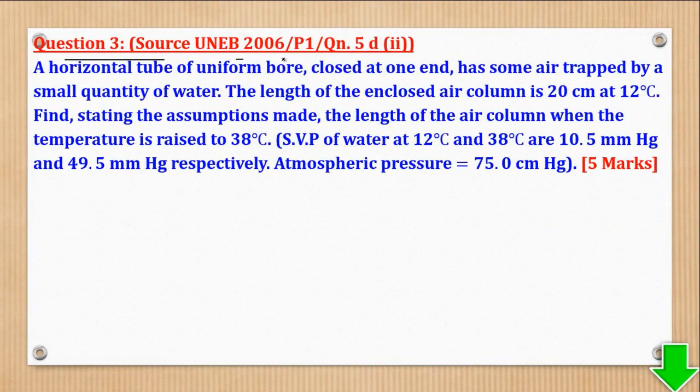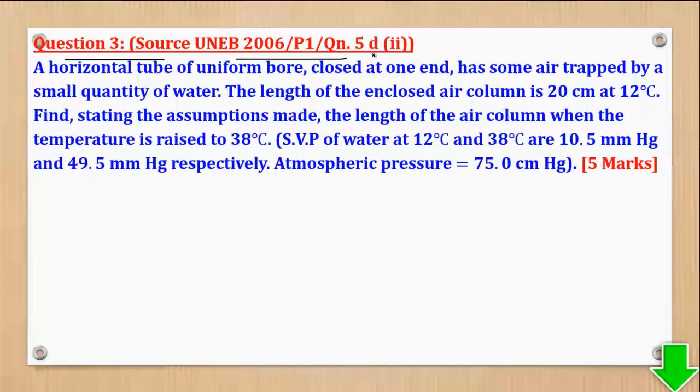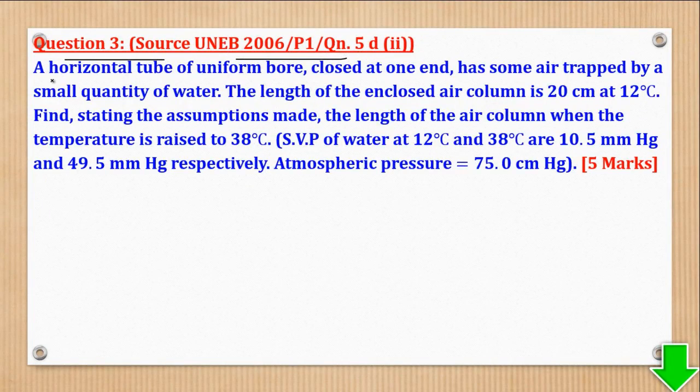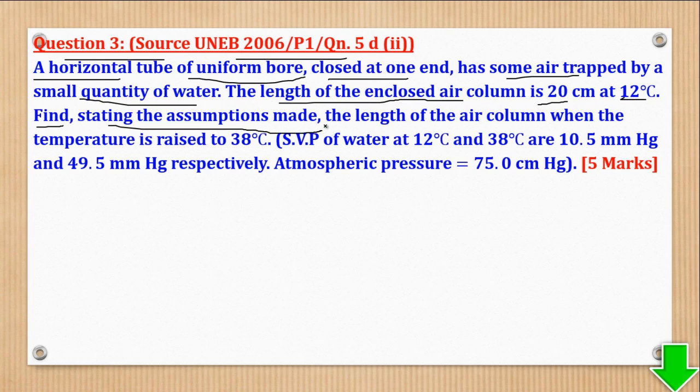Question 3 came from UNEB of 2006, paper 1, question 5D, Roman 2. It says, a horizontal tube of uniform bore, closed at one end, has some air trapped by a small quantity of water. The length of the enclosed air is 20 centimeters at 12 degrees Celsius. Find, stating the assumptions made, the length of air column when the temperature is raised to 38 degrees Celsius.